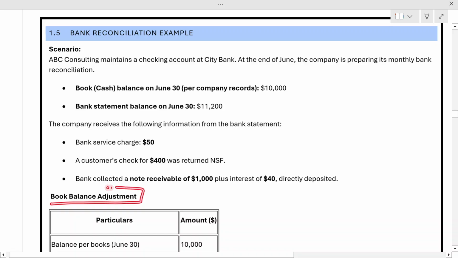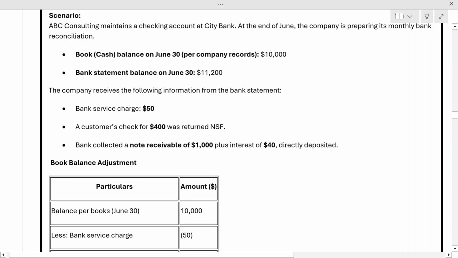So we will be looking firstly at the books balance for the company. We can say that the company has a balance of $10,000 to start with, as you can see here. Now after that, we know that the bank has levied charges of $50, right? The bank has charged $50 and you are not aware that these charges have been incurred. So you need to reduce those $50 from your books, right? So you have done that.